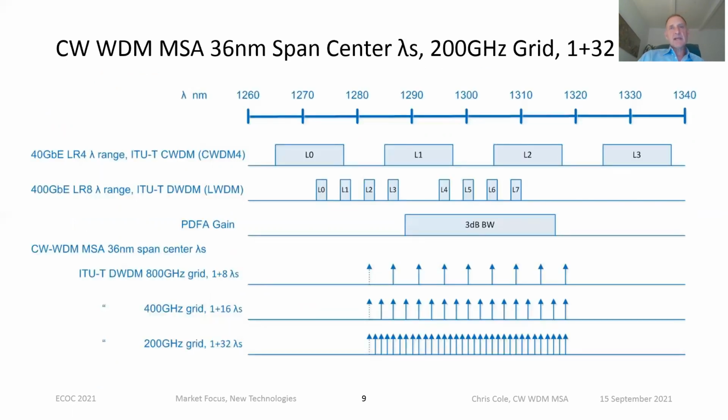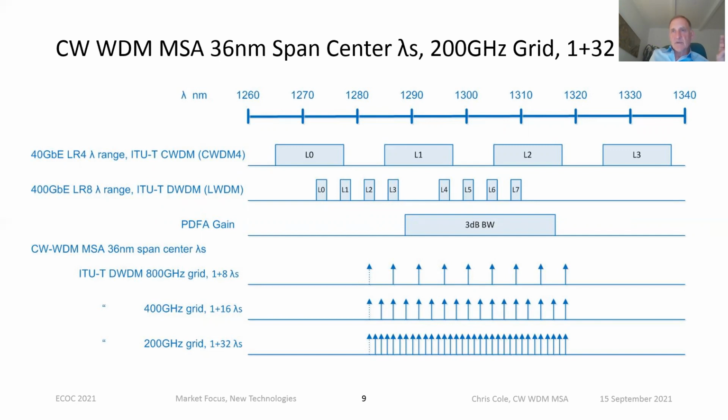The MSA defines 3 spans for the various grid alternatives. The widest span is 36 nanometers. It allows 8 wavelengths on an 800 gigahertz grid, plus 1 wavelength, which is optional. You'll see that for all the wavelengths.